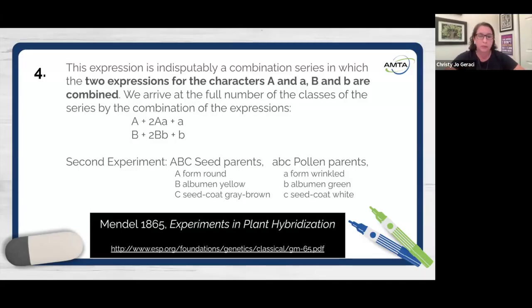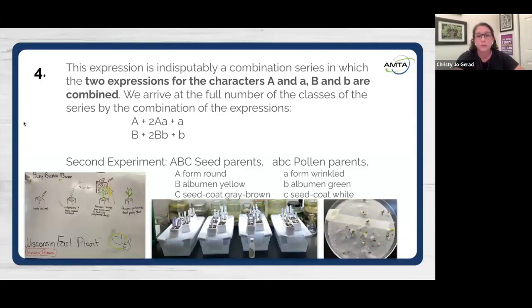So I'm not sure where exactly this would fit in biology, but it would be whenever you're doing genetics and Mendelian genetics. And I highlighted some terms in bold that you could have them focus on. So two expressions for characters A and B are combined. And then I just asked, what does he mean by classes of series? What does he mean by A and B? Is this an algebra equation, right? What does he actually mean by this? If you have been doing genetics experiments, you could even have them combine this with their lab.